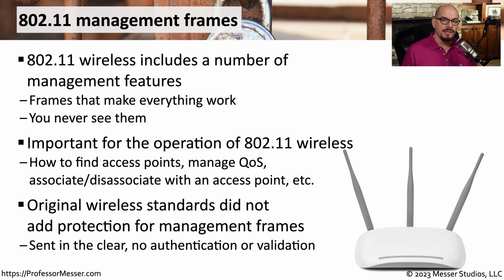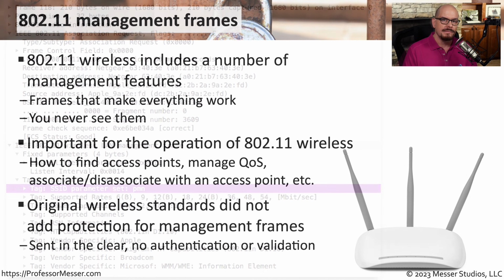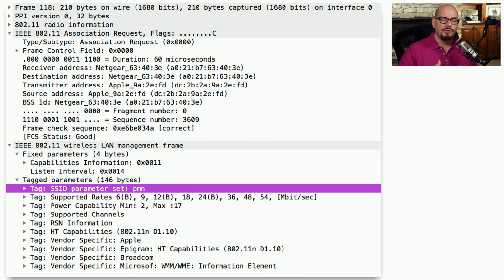Unfortunately, earlier versions of the 802.11 specification did not provide any security for these management frames. They're sent across the network in the clear. There's no encryption of these frames, and therefore an attacker could manipulate these frames in order to cause problems for people on that network.